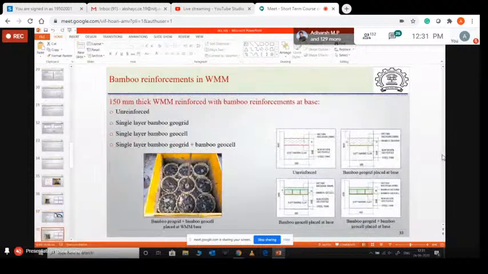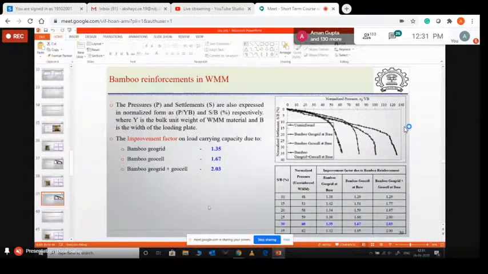Then we tried a similar test, changing the reinforcement. We have used bamboo reinforcement. Here the bamboo geogrid was below, and there are bamboo geocells also. We prepared the model in a similar way and tried to see how the load carrying capacity is increased. We found that bamboo geogrid was a little better in terms of load carrying capacity than polymer geogrid, whereas bamboo geocell was not as good, because there geocell plus geogrid was 3.28 improvement in load carrying capacity. Here it is only 2. So a little lesser, but even then substantial. Load carrying capacity is multiplied by 2.